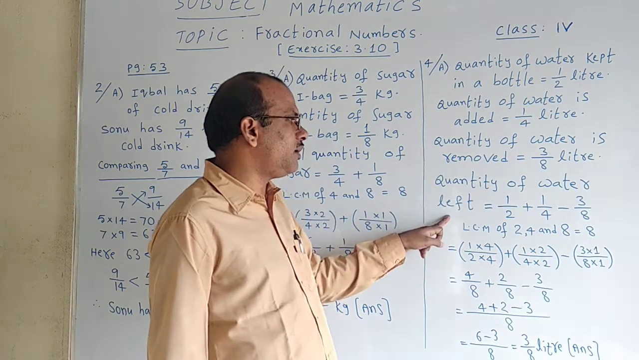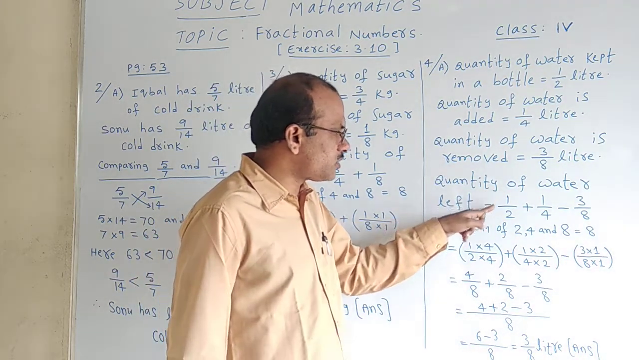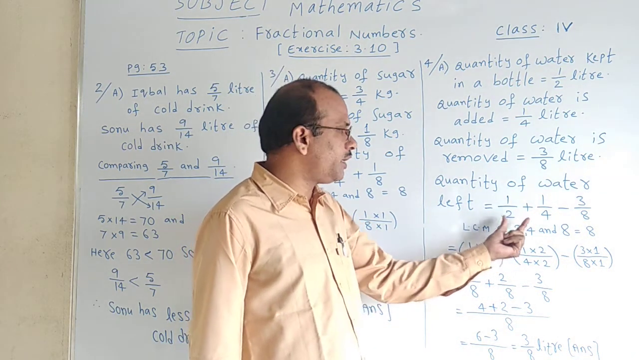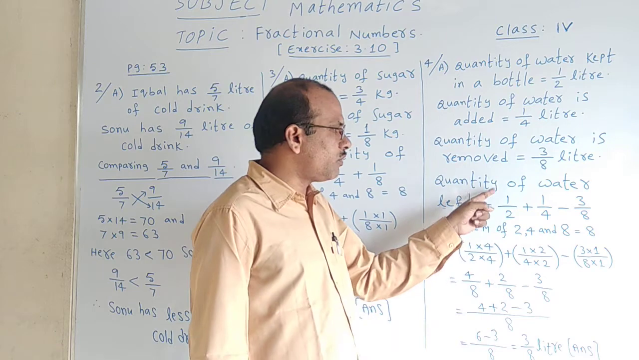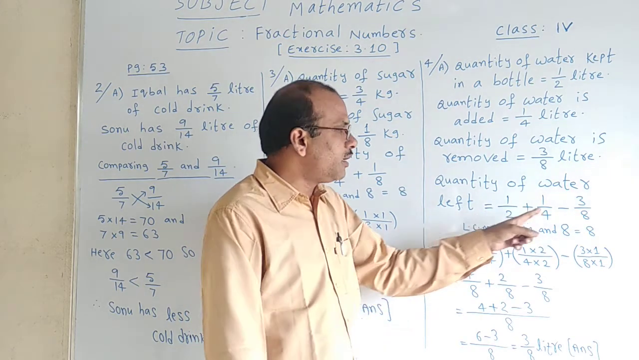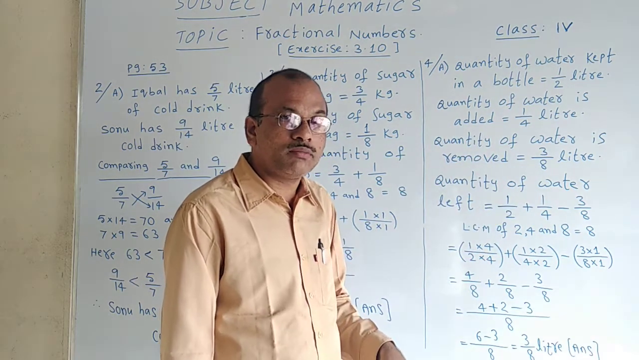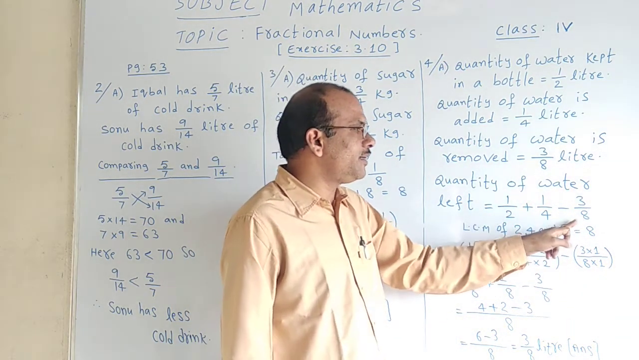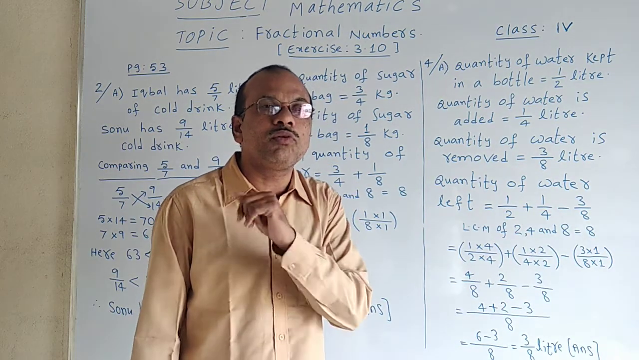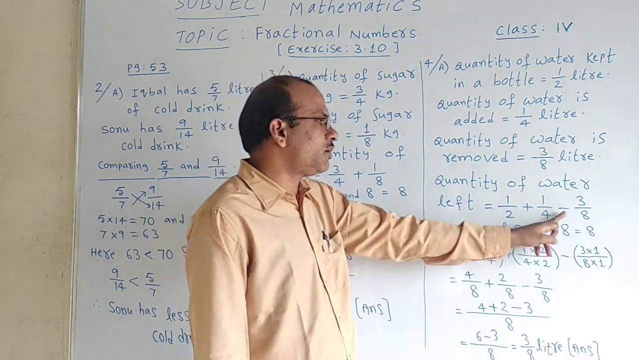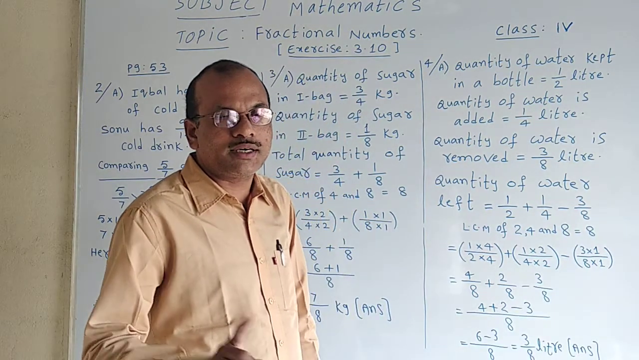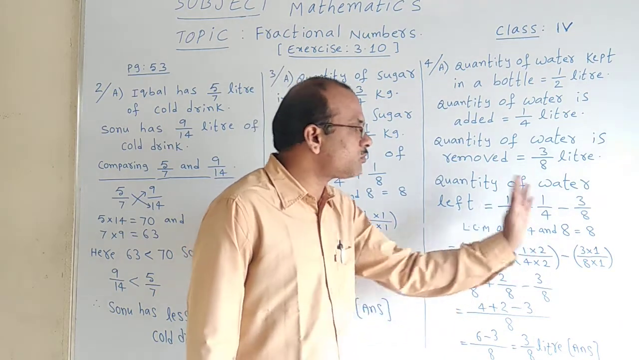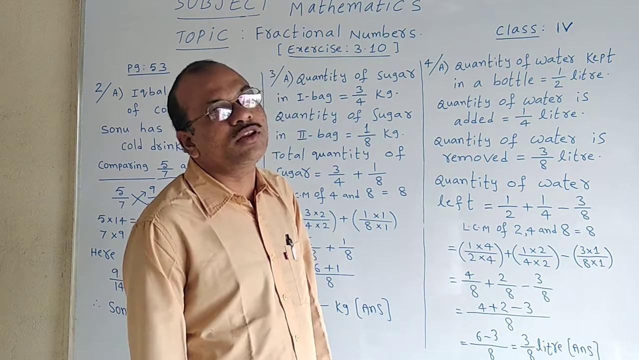For that, what do we have to do? Quantity of water still left in the bottle is equal to the first water, 1 by 2 liter, added with 1 by 4. Why should we add these two? Because first 1 by 2 liter water is there in the bottle. Next 1 by 4 liter is added to it. That's why we add. Afterwards 3 by 8 liter of water is removed from that. Removed means minus, we said. That's why minus 3 by 8 is written. Is it clear, students? First of all, 1 by 2 plus 1 by 4 we have to write. Afterwards we should subtract 3 by 8.